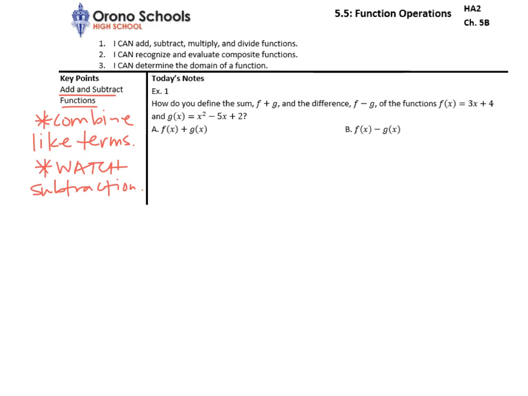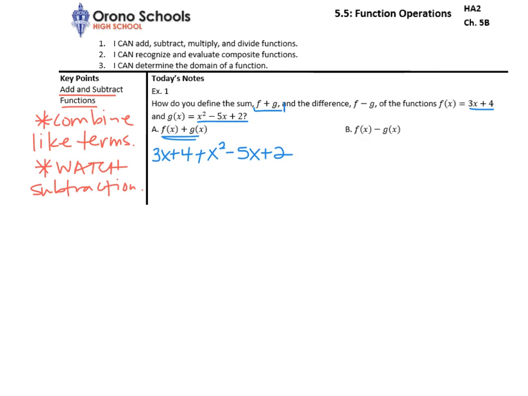How do you define the sum f plus g and the difference f minus g of the functions f of x and g of x? If we have f plus g, we're not literally adding those letters together, we're adding the function outputs together. f of x is equal to 3x plus 4. So we literally just substitute that in place of f of x. g of x is x squared minus 5x plus 2. And when we add, we're just going to combine like terms.